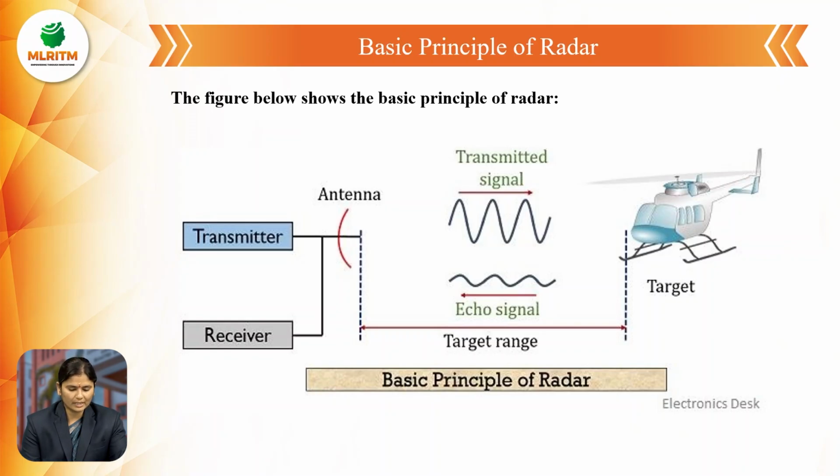By using the transmitting antenna, we transmit the signal into space, and these electromagnetic waves are reflected back from the target in the form of echo signals. These echo signals are received by the receiving antenna. After receiving the echo signals, these signals are applied to the display unit. Generally, the display units are cathode ray tubes, meaning CRT. By using these display units, we can easily find out the direction of the target and the range of the target.